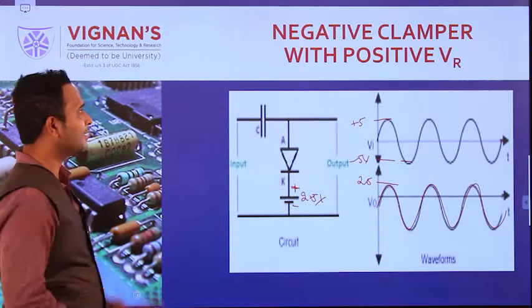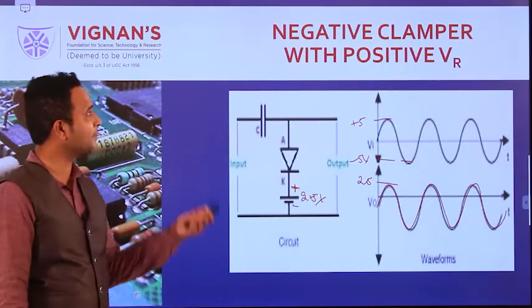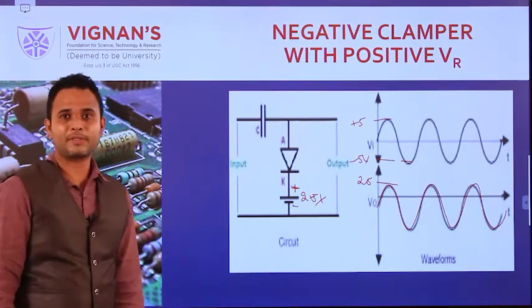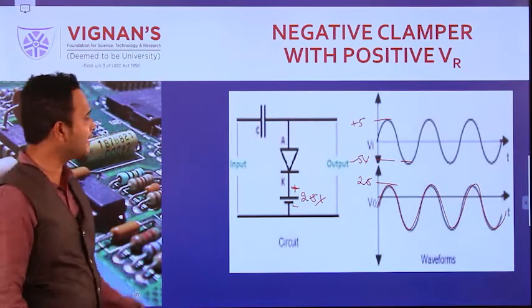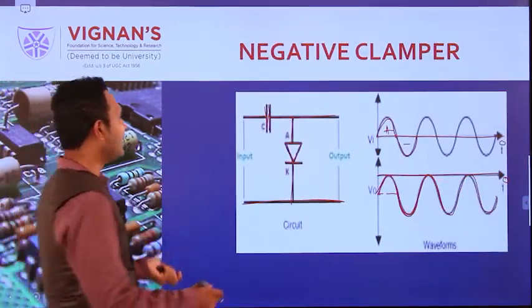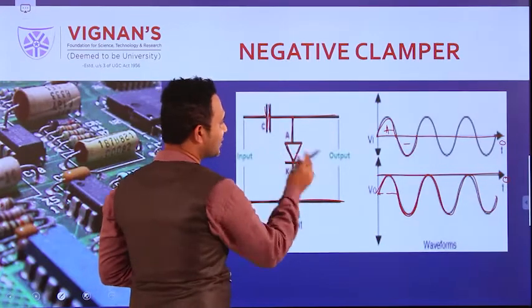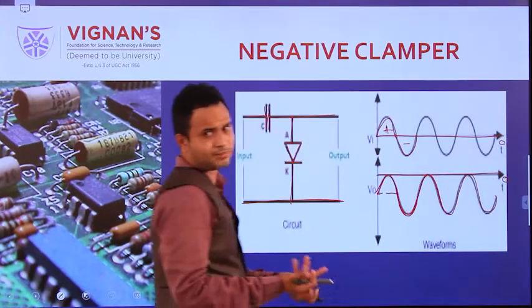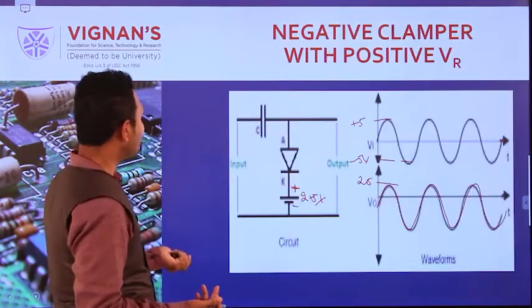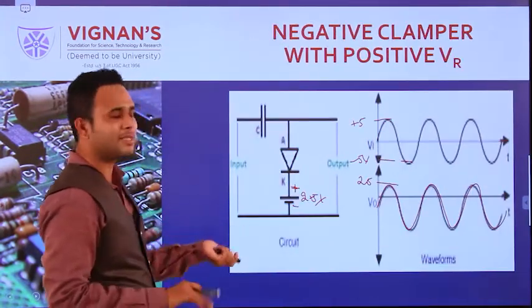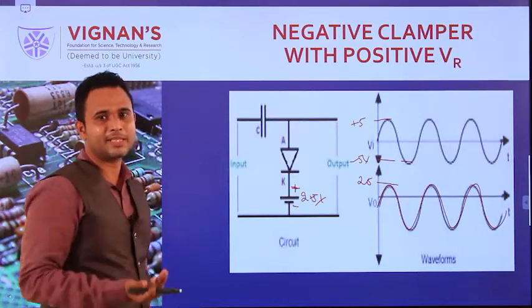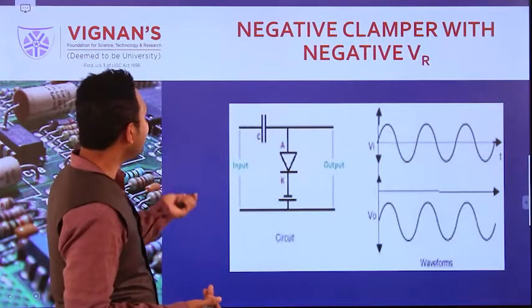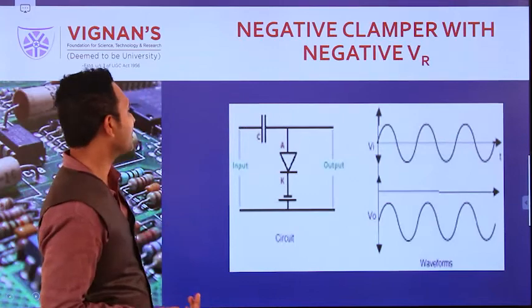Like that we can use the clampers. This is about the negative clampers. Coming to the positive clampers, if I connect the diode in the reverse direction, the whole negative portion comes to the upside. That is called the positive clamper. With the reference, depending upon the reference, we can change anything. Like this we can use them.